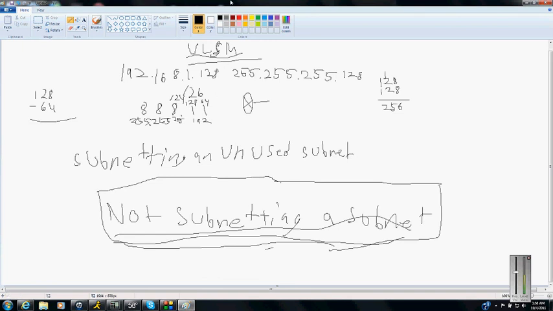And yeah, that's pretty much all there is to it for VLSM. Just find your network number and your broadcast number for each network. Figure out what you can't use, what's already been taken up, and then try to squeeze the network that you've been given into a spot that fits.